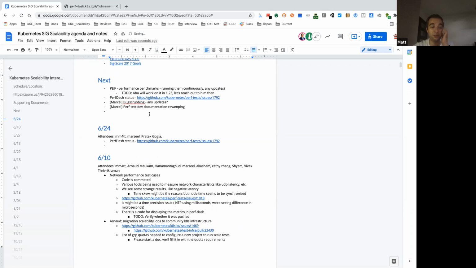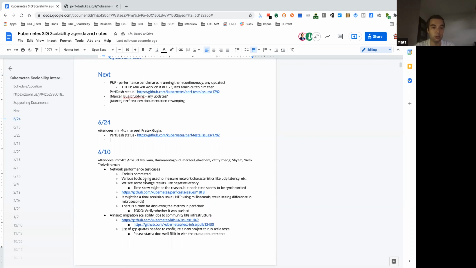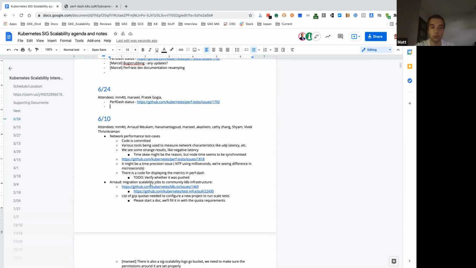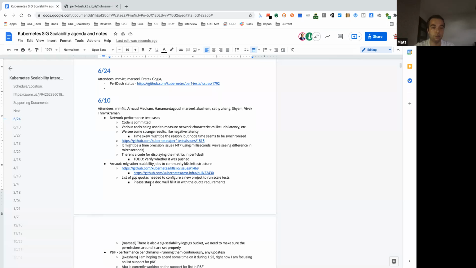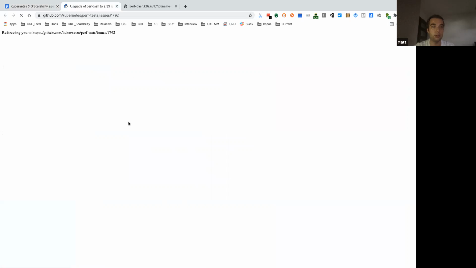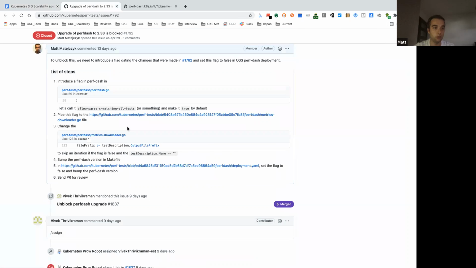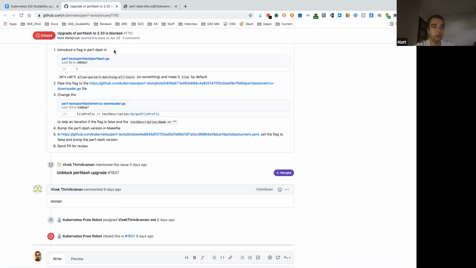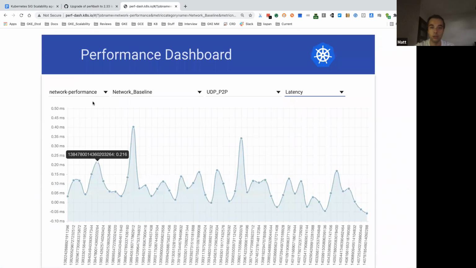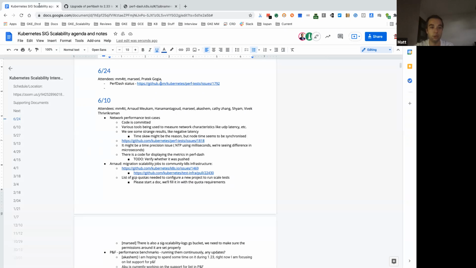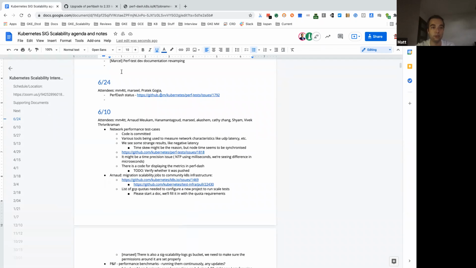So let me start with basic continuation of what was discussed last time about perf-dash in context of these network performance test cases. So we managed to fix the problem with perf-dash and unblock the push. So thanks, Vivek, for taking care of that. And with that, I just checked that the network latency is recorded, so we can proceed with the discussion in the issue about the negative UDP latency.